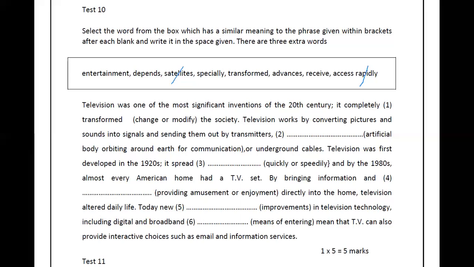We'll read it again. Television was first developed in the 1920s. It spread rapidly, and by the 1980s, almost every American home had a TV set. By bringing information and blank, providing amusement or enjoyment. Now think, there's something about enjoyment, something that makes you happy. What is the word that can make you happy? Okay, the first shot is correct: entertainment. You know, entertainment programs, entertainment things. Those things make you happy and joyful, right? So you can say that's the word. Now read the sentence with the word and see whether that matches.